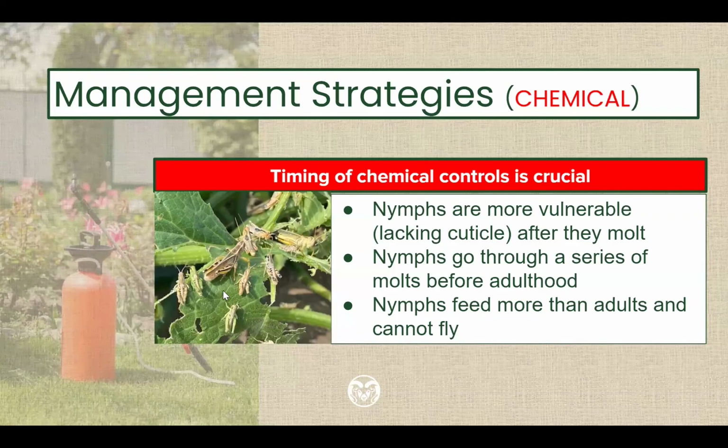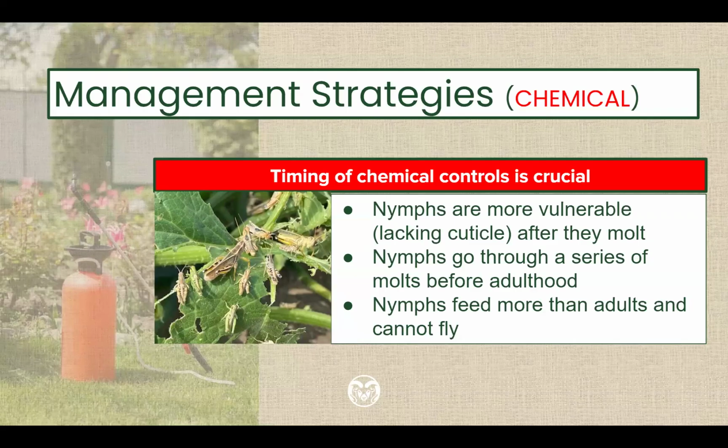So if we can apply our chemical treatments when they're in that smaller phase without the cuticle, that's when the treatments are going to have the most impact. Like I mentioned before, they go through a series of molts before adulthood. So you have time. They're nymphs right now, but they're going to reach adulthood sooner than you think. So use these next couple of weeks to apply some of these treatments if that's your choice.